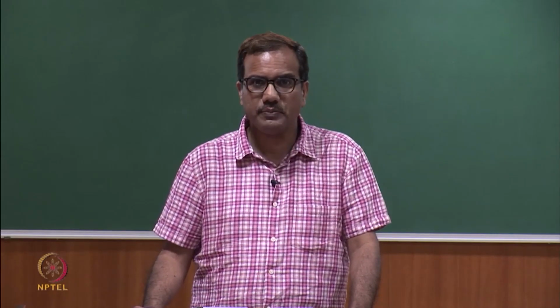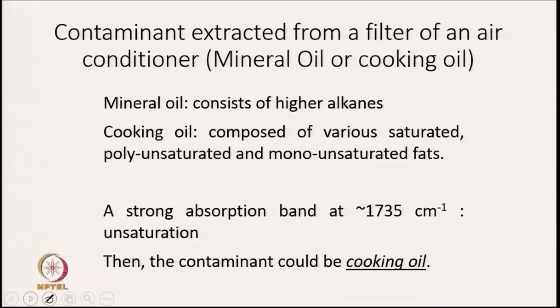Okay, so there is one example where a contaminant extracted from the filter of an air conditioner was looked at, and it was tried to find out whether that contaminant is due to mineral oil or cooking oil. Generally, mineral oil consists of higher alkanes, whereas cooking oil has various saturated, unsaturated, polyunsaturated and monounsaturated fats.